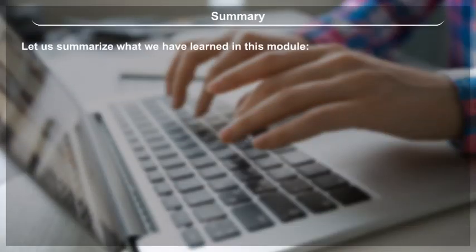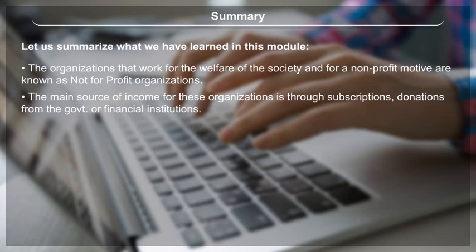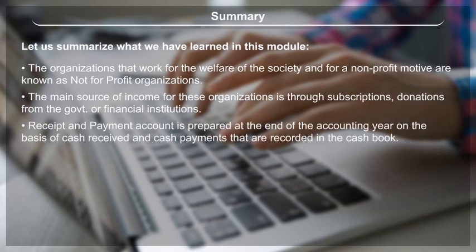Summary. Let us summarize what we have learned in this module. The organizations that work for the welfare of the society and for a non-profit motive are known as not-for-profit organizations. The main source of income for these organizations is subscriptions and donations from the government or financial institutions. The receipt and payment account is prepared at the end of the accounting year on the basis of cash received and cash payments that are recorded in the cash book.